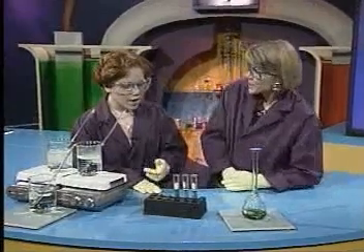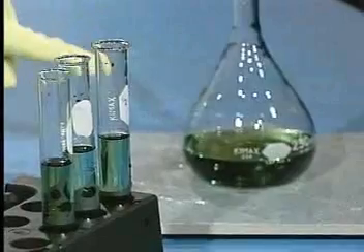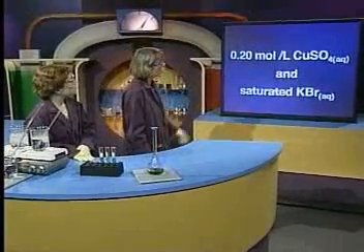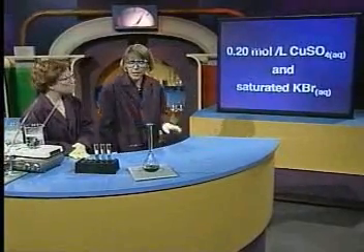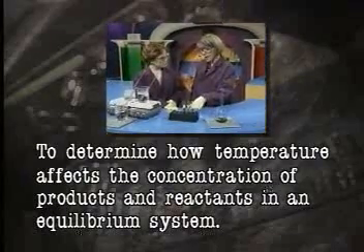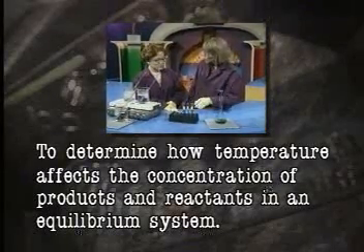Colorful, aren't they? What's in these test tubes? Well, the solution in these test tubes is the same solution as in this flask. And it contains 0.20 mole per liter copper(II) sulfate solution and saturated potassium bromide solution. Now, they've reacted, and I've got these three solutions in which I'm going to now look at equilibrium and chemical reactions, and you're going to help me.